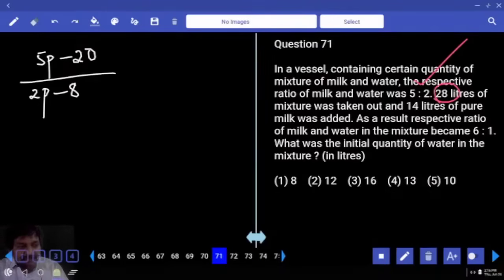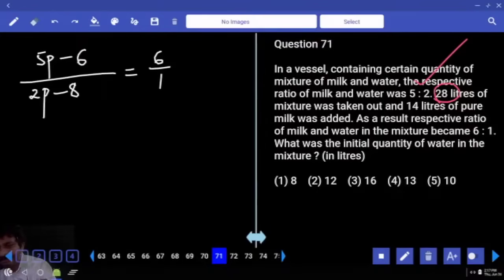And after that, 14 liters of pure milk was added. 14 liters of milk is added. Minus 20 plus 14. Minus 6. Can I directly write minus 6 here? Let me write minus 6. This is going to be the final quantity of milk and water, which are in the ratio 6:1. I'll write it as 6/1.